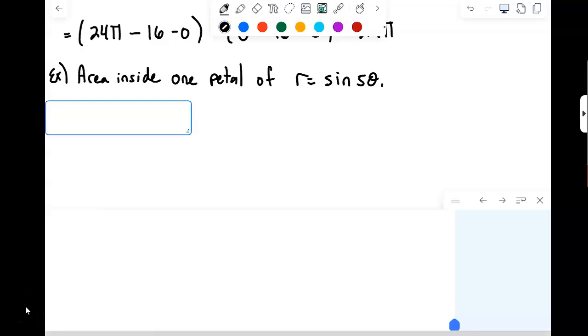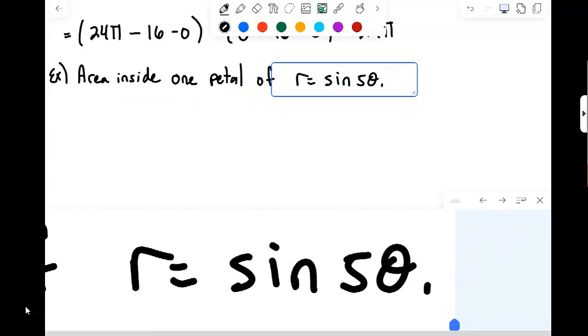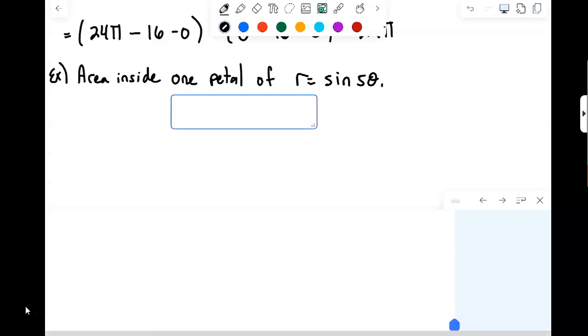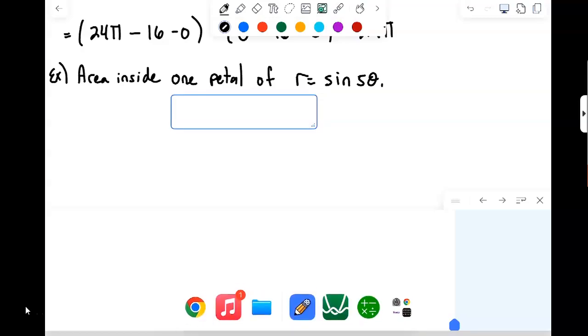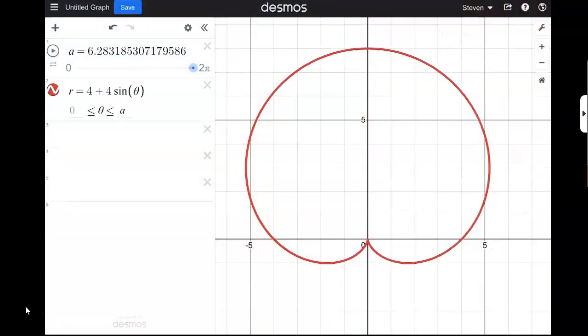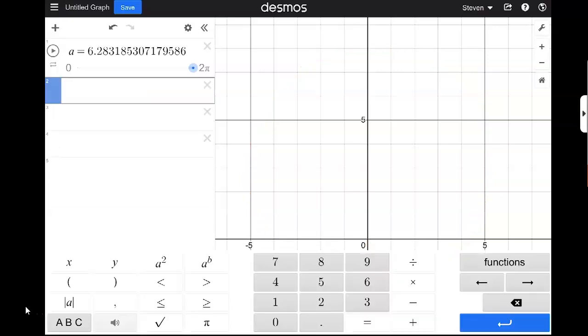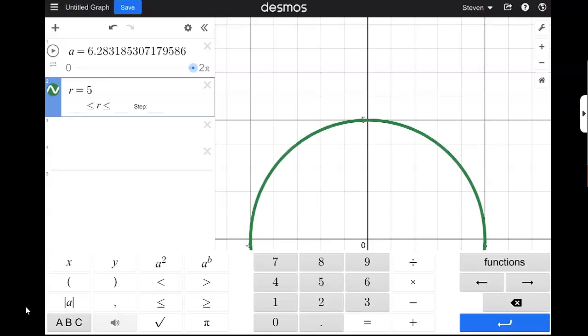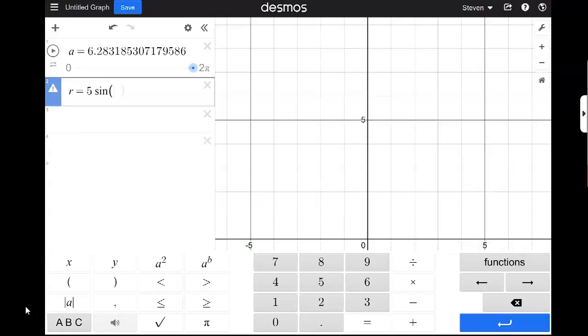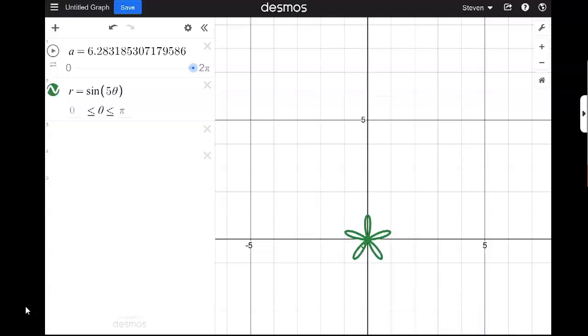Alright, so let's consider this problem here. The area inside one petal of r equals sine of 5 theta. So we can go ahead and take a look at the graph here of r equals sine of 5 theta.